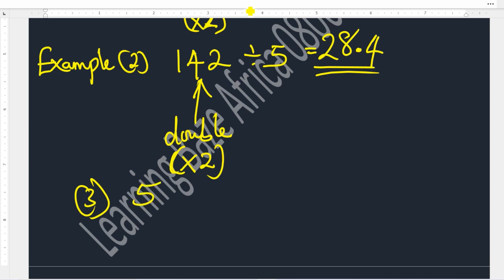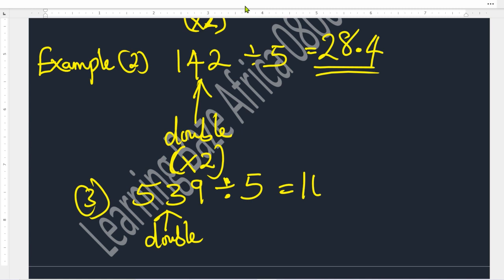Let's say we have 539 divided by 5. 539 divided by 5, double 539, okay? When you multiply 539 by 2, what will it give us? It will give us 1078. Now, introduce a decimal point before the last digit. The last digit is 8, so the decimal point will be written before 8, which makes our answer 107.8. So 539 divided by 5 is equal to 107.8. So I hope you understand this.